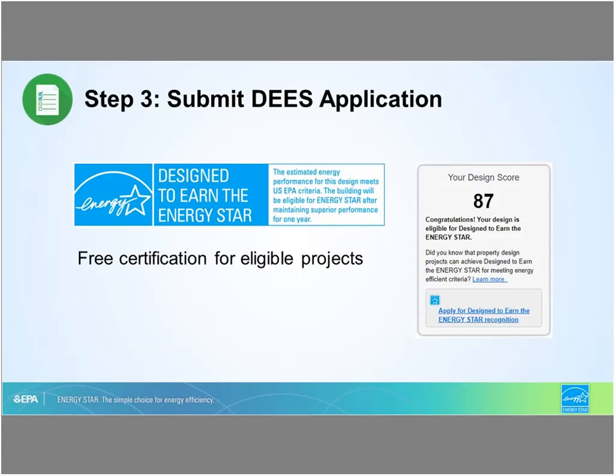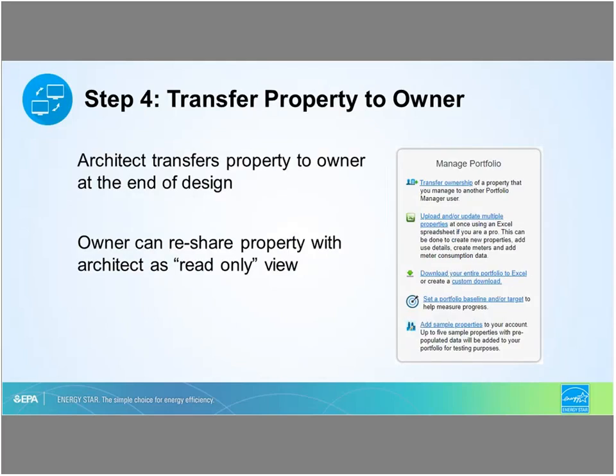And then I want to show you the last step. Once you've applied for Design to Earn the Energy Star certification and received that certification, the next step is for us to go ahead and transfer that property to the project owner. Once we do that, we can see exactly what kind of data they are having during operations and be able to share that data back and forth.